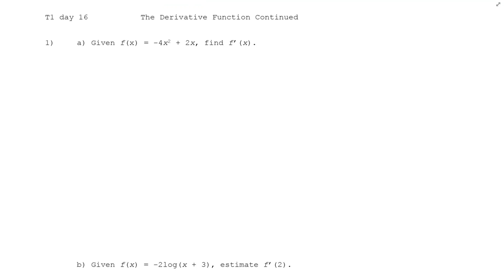Hi, this is day 16, the derivative function continued. I'd like you to use this recording to try and get a handle on what's going on with day 16.